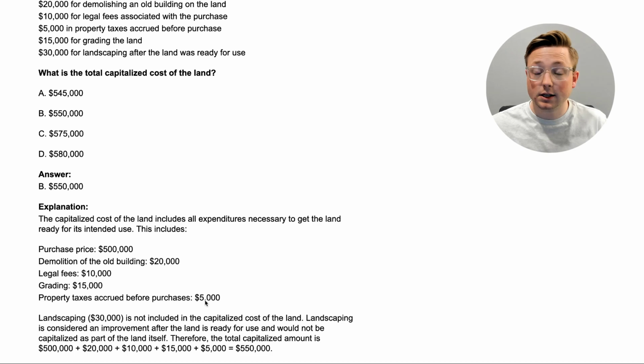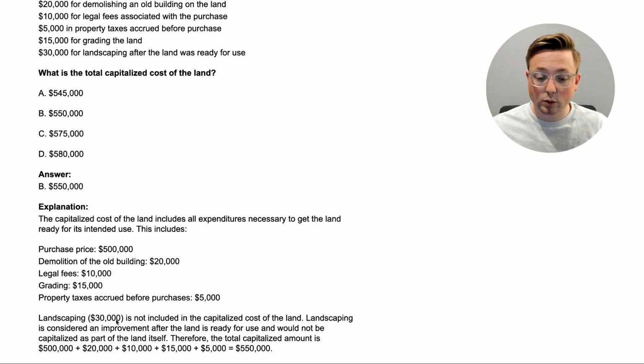But in this case, these are the property taxes that were accrued before you even were able to use the land. So these were the taxes that you had to pay to be able to even have the land. So it makes sense that they would be part of the capitalized cost or the total cost, the gross value of the land on your books. So property taxes accrued before purchase is going to be included.